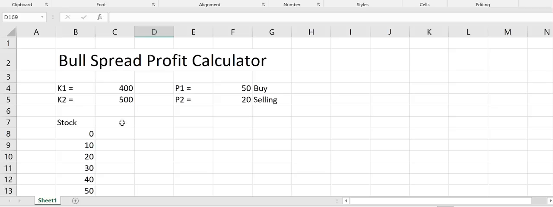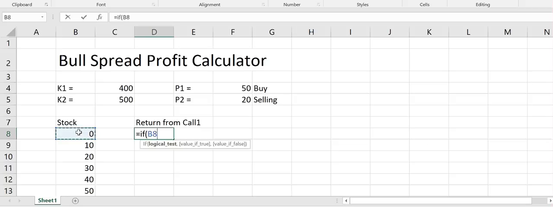So now, to make it simple, let's first define the return from call 1. In this case, we will only make a profit when the stock price goes higher than K1. Otherwise, if it doesn't go higher than K1, then we will have a loss, and the loss will be $50.